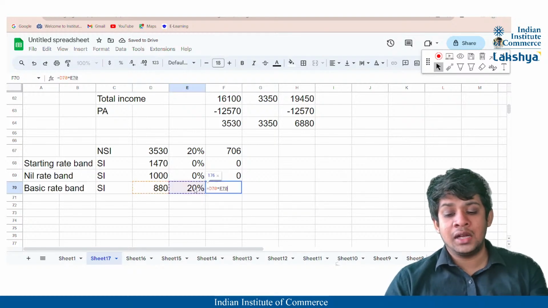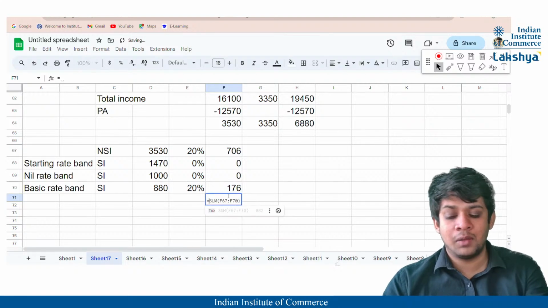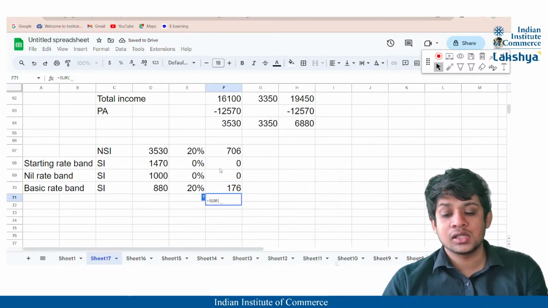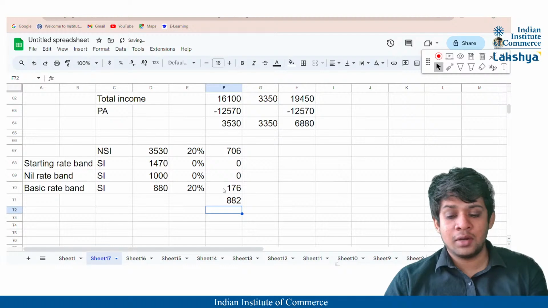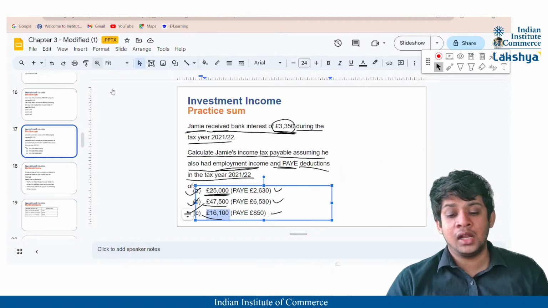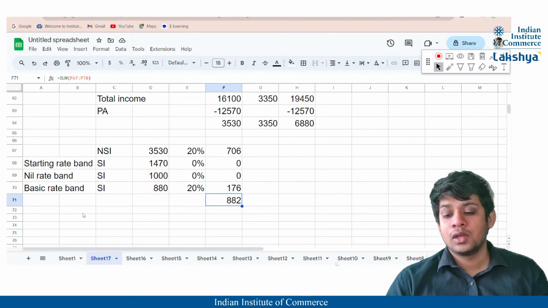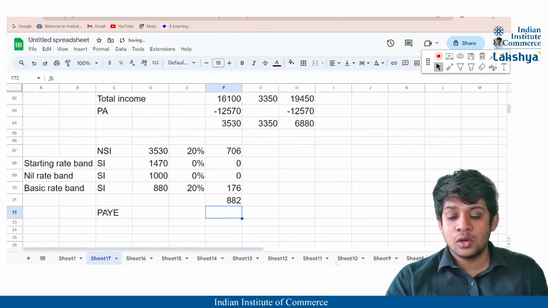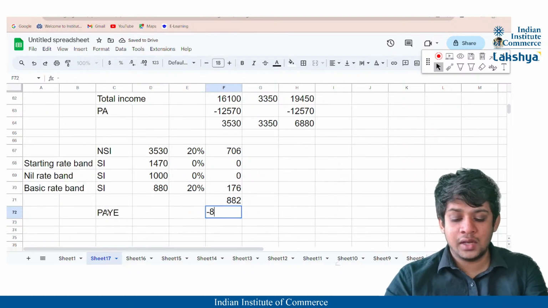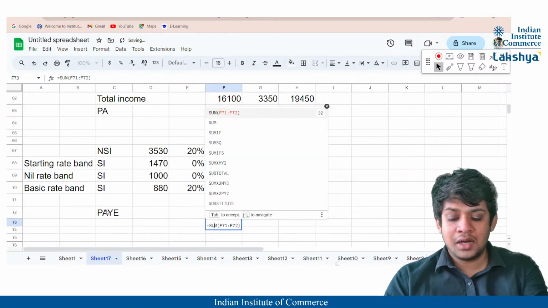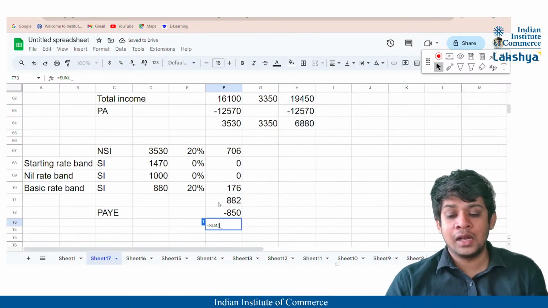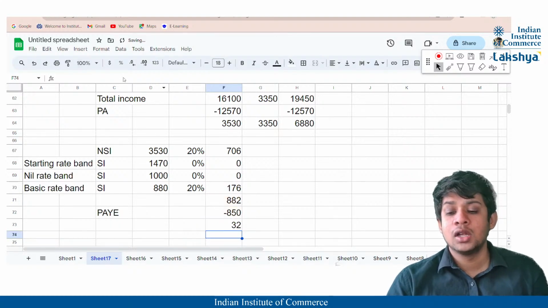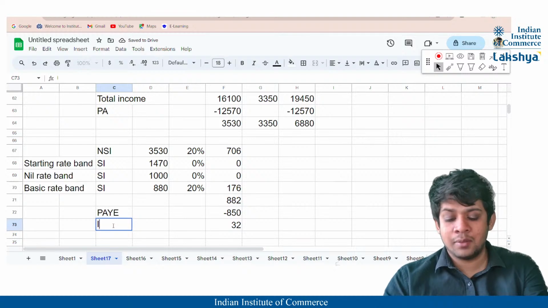So it will simply be 880 into 20%, that is going to give me 176. So the total income tax liability for me is going to be 882, from which PAYE is 850. So Pay As You Earn of 850 is going to be deducted, and the remainder simply is going to be my income tax payable for the year.